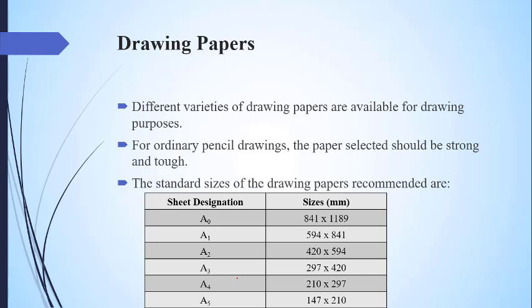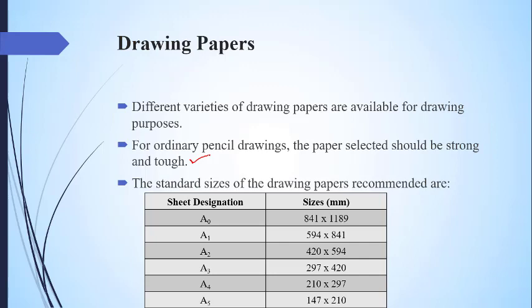Coming towards drawing papers that are generally used for drawing purposes. Different varieties of drawing papers are available for different drawing purposes. For ordinary pencil drawing, the paper selected should be strong and tough. It is a very important statement that the paper which we use for drawing purposes must be strong and tough. It should not be so thin that it can easily be roughened or torn with the use of a pencil.